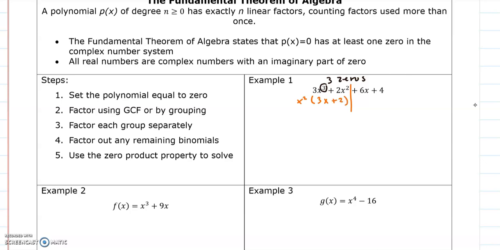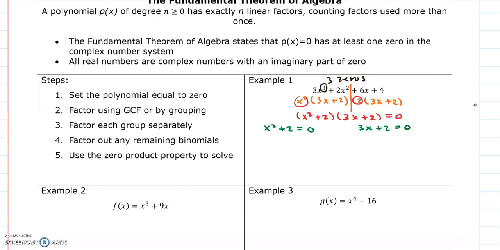I'm going to do the same thing to my next one. I'm going to have a GCF of 2, and I'm going to be left with 3x plus 2. And then I'm going to rewrite those factors and make sure I set them equal to 0. So I have x squared plus 2, parentheses, and then 3x plus 2 equals 0. Once I have my factors, I'm going to set both pieces equal to 0. So I have x squared plus 2 equals 0, and 3x plus 2 equals 0.